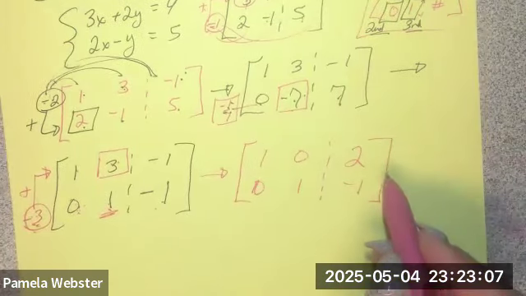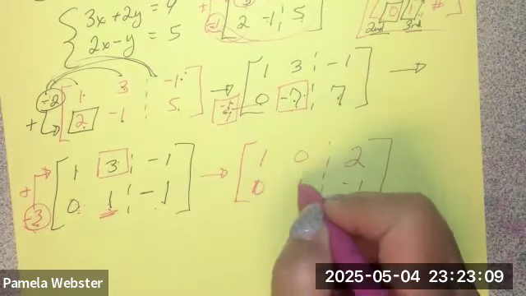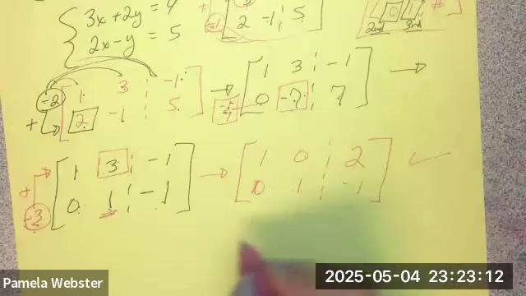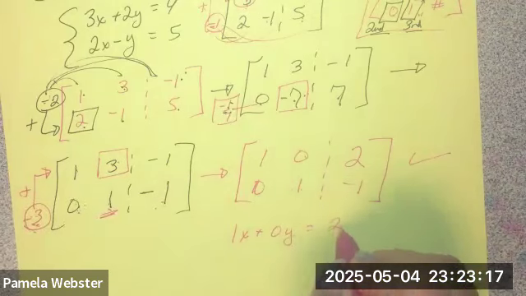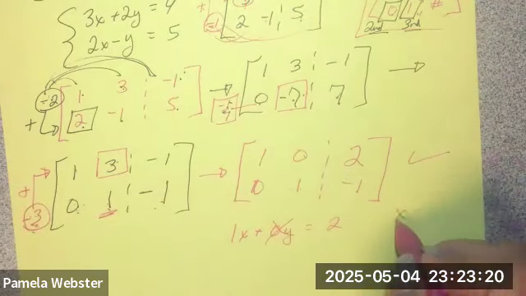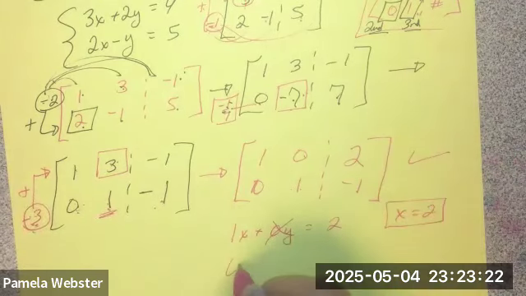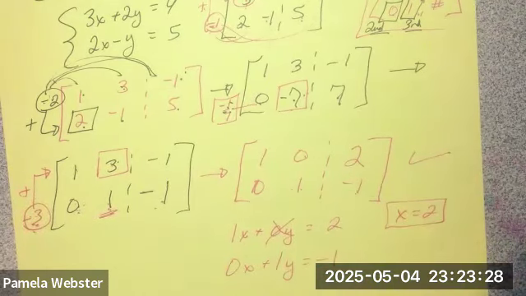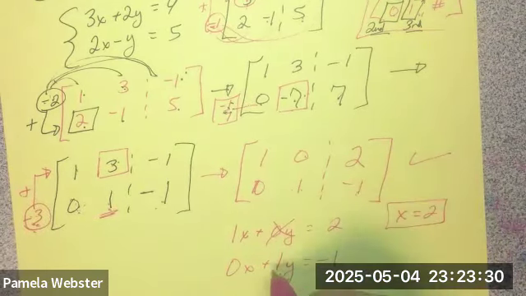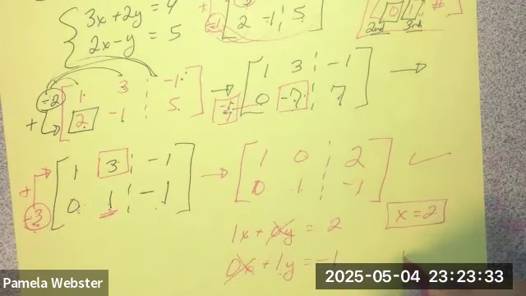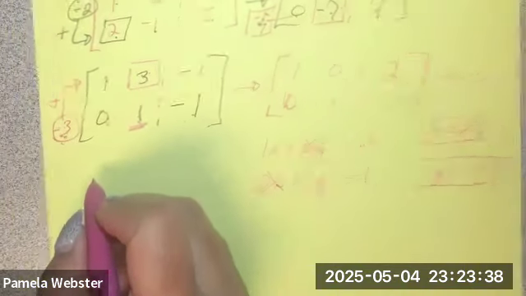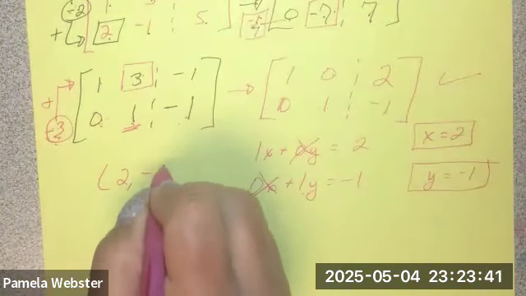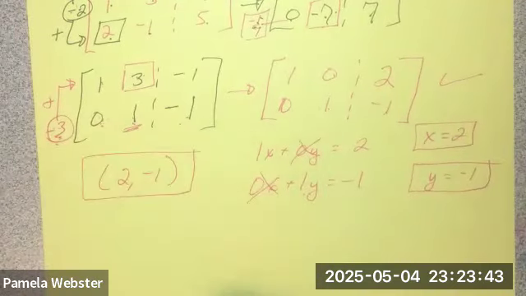Okay. And again, woohoo! I got this 1, 0, 1, 0. That's a nice format. If I want to read this, it's 1x plus 0y equals 2. Well, that's just what? X equals 2. And 0x plus 1y equals -1. And that's just a 0, so y equals -1. And if I want to, I can write that as a point, 2, -1. There it is.